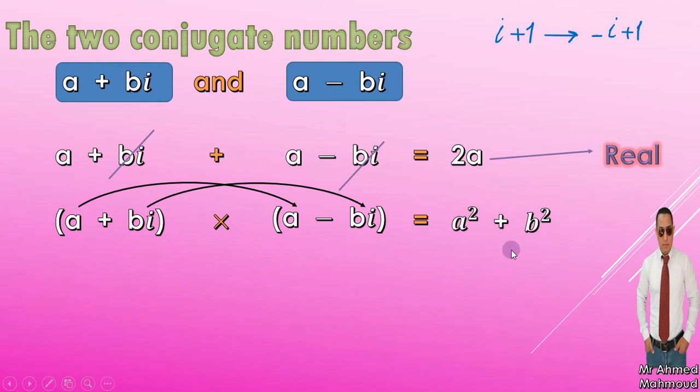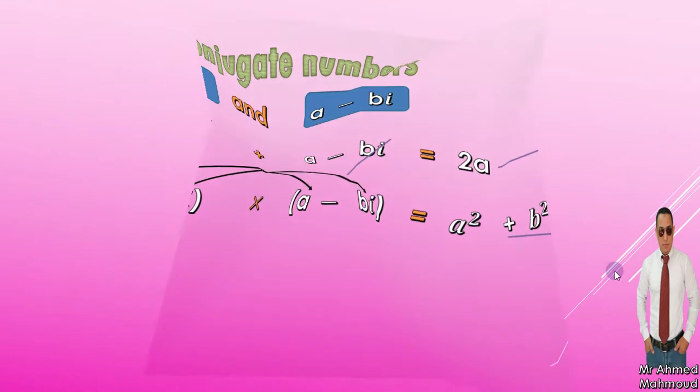But by looking carefully at the answer, it will be a power of 2 plus b power of 2. This is also a real number. So for two conjugate numbers, the sum of them equals a real number, and the product of them equals also a real number.